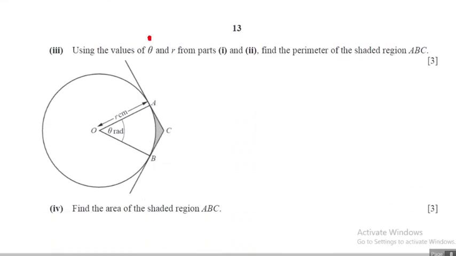Using the value of theta and R from the previous part, find the perimeter of the shaded region here. We need to find the perimeter. This is R theta just now, and we need to find the blue part here. You know that the blue part here should be the same, right? You find one, then you just times 2.